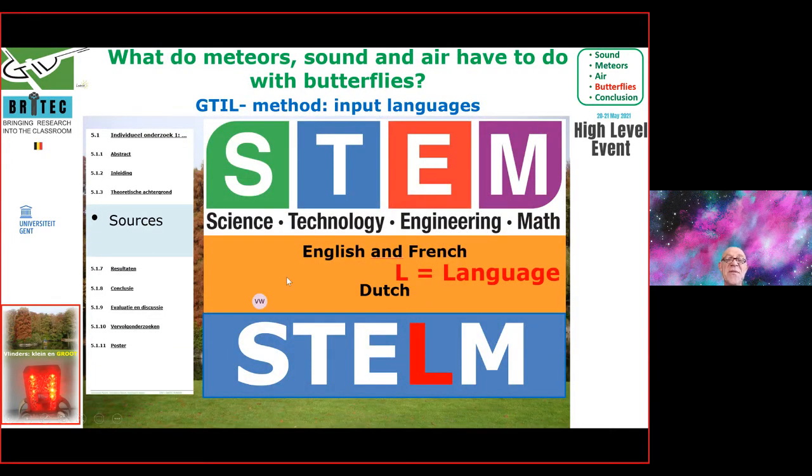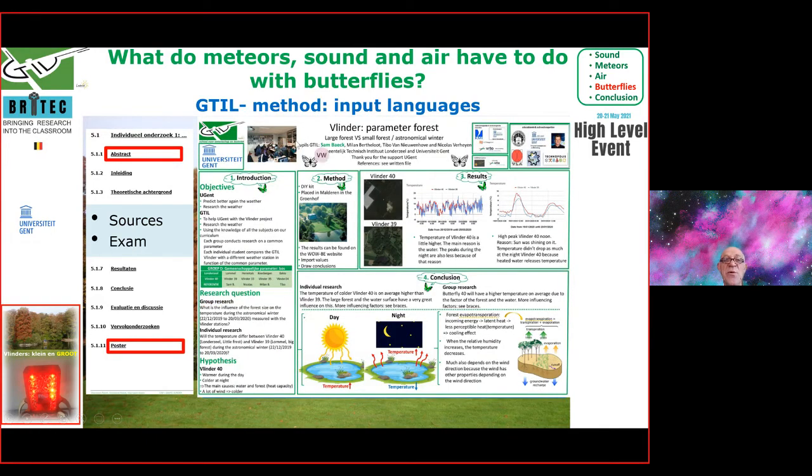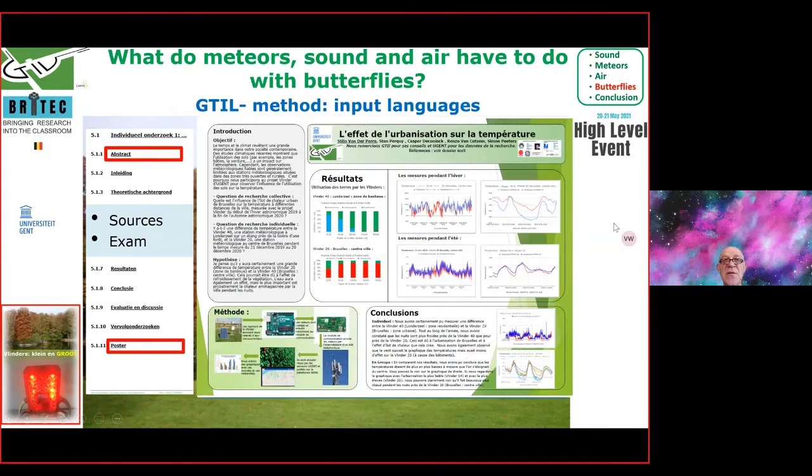English is also important. The sources to do their thesis are important. They have to write their abstract in English. And last year, for the first time, they made a poster in English. And this year, they made a scientific poster in French. And for their exam, they have to present their research in French and English.